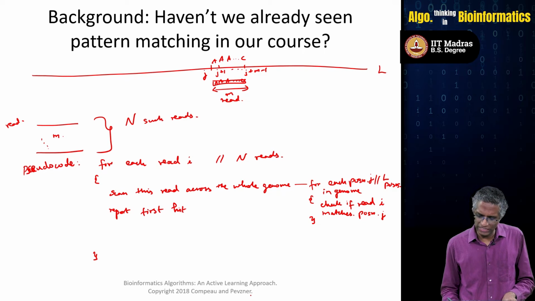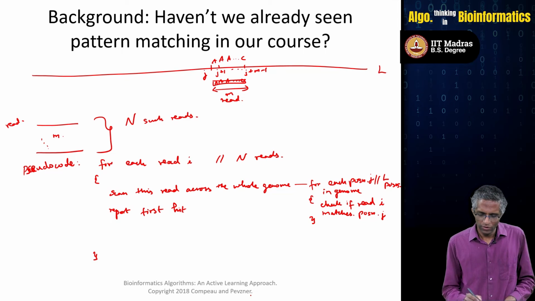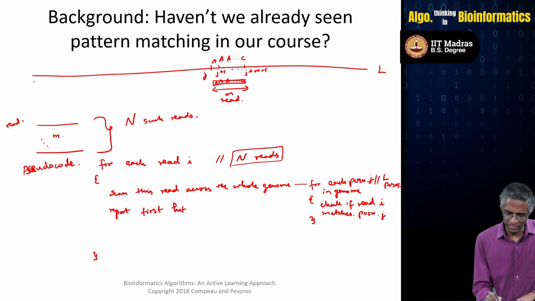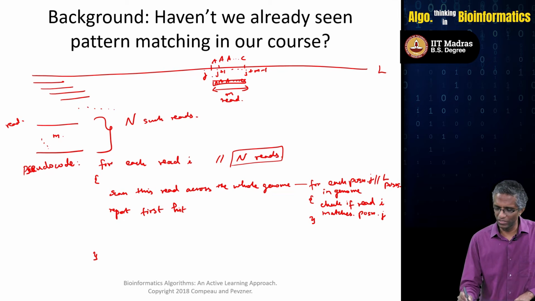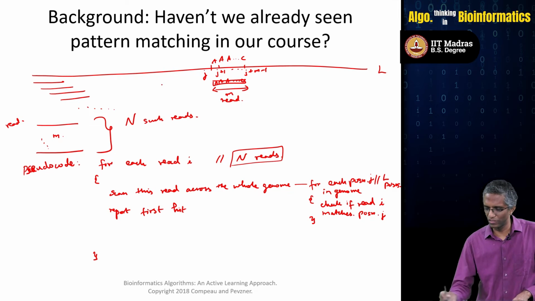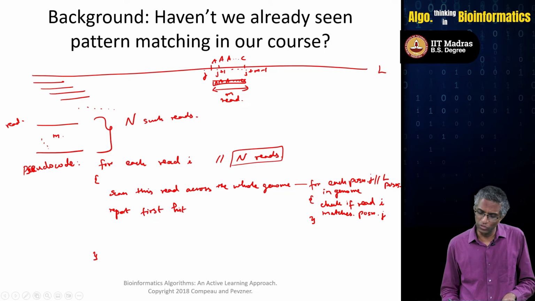So essentially this is a brute force naive algorithm, where we go over all the n reads, and for each read you first match at the first position, second position, third position, fourth position. You keep on matching it to the jth position, and j runs all the way from 1 to L. So the inner loop is running from 1 to L, and then you check if the read i matches position j, and that takes another m running time.